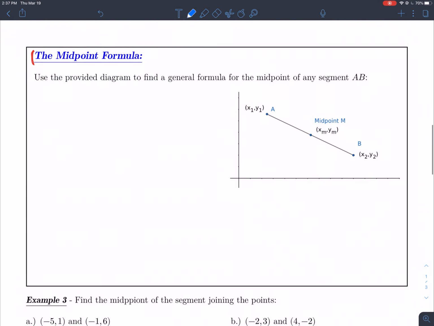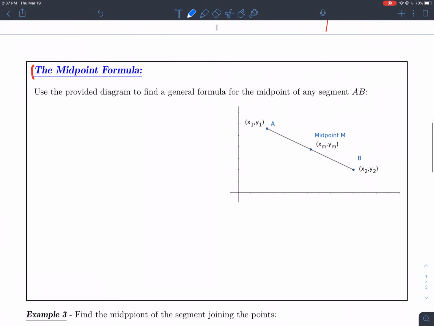Then let's talk about the midpoint formula. Now, the midpoint formula is usually a thing that students think is very easy. And the midpoint formula is basically this. The midpoint is x1 plus x2 over 2 and y1 plus y2 over 2.